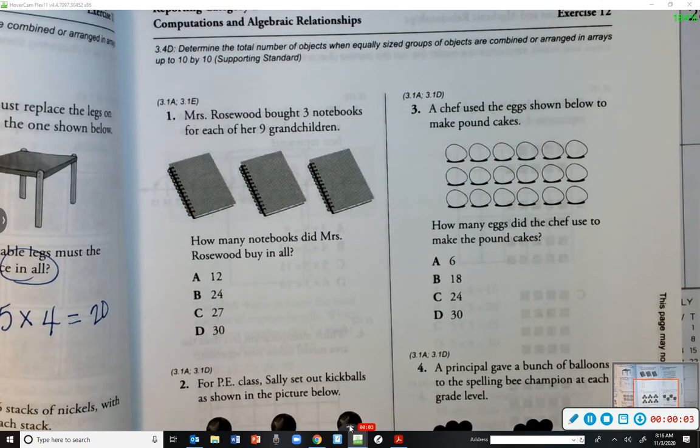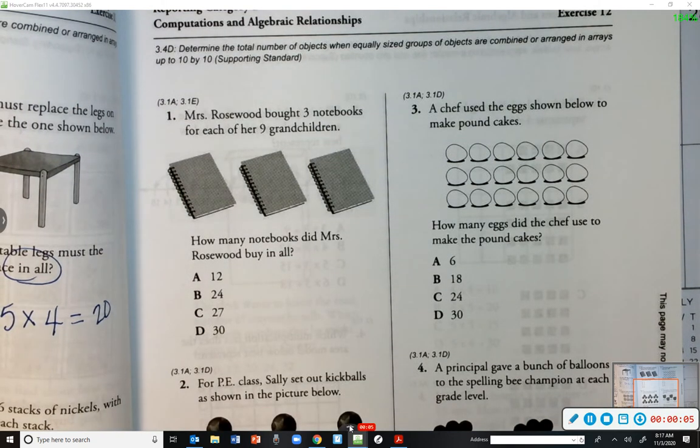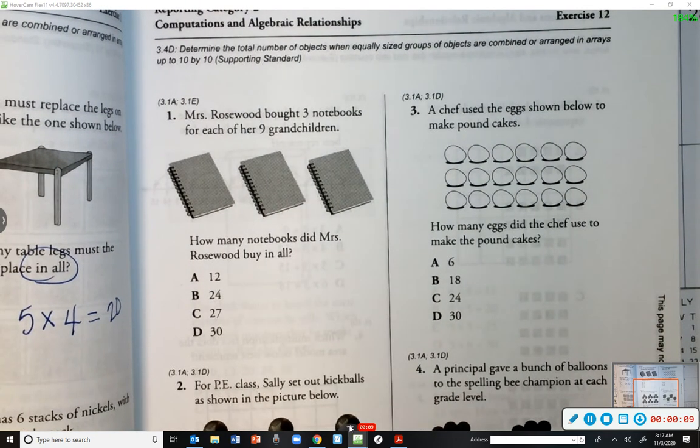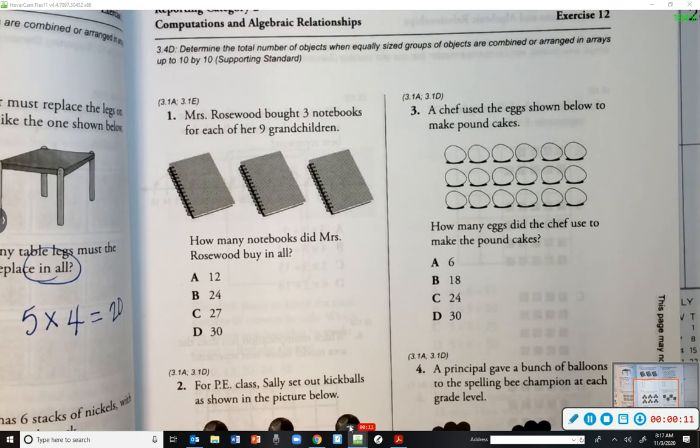Okay, good morning, boys and girls. Today is Tuesday, November 3rd, and we are checking our warm-up. We started on page 55 in our STAAR Master book.